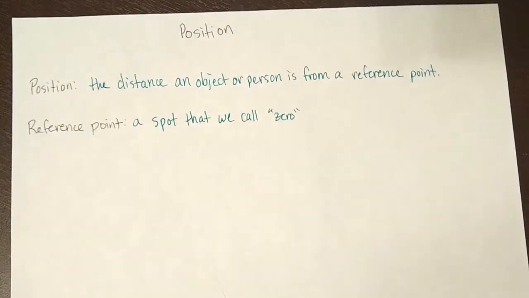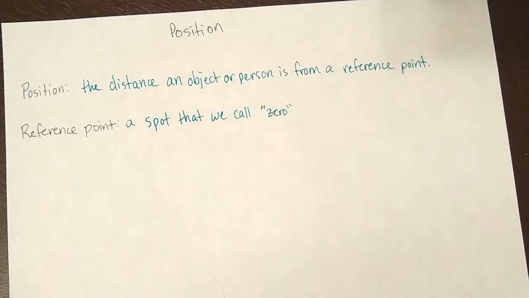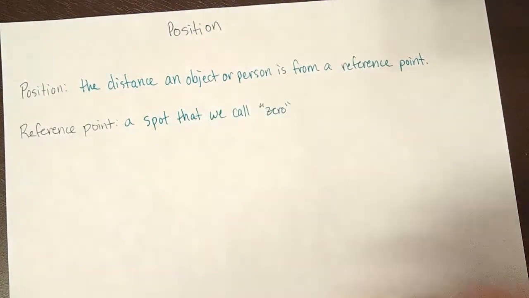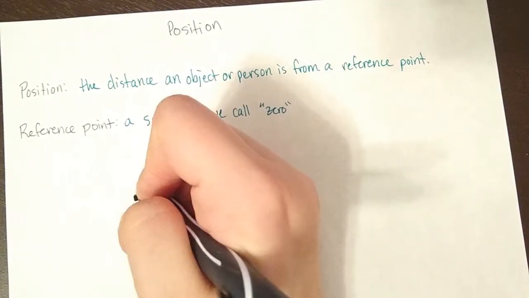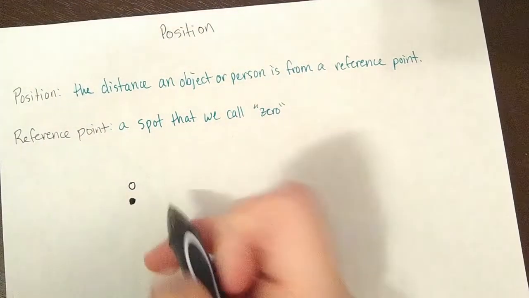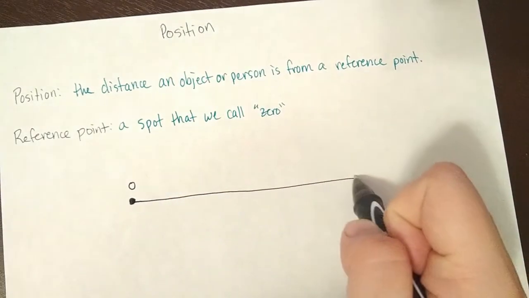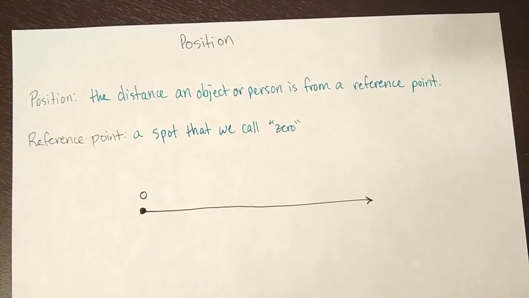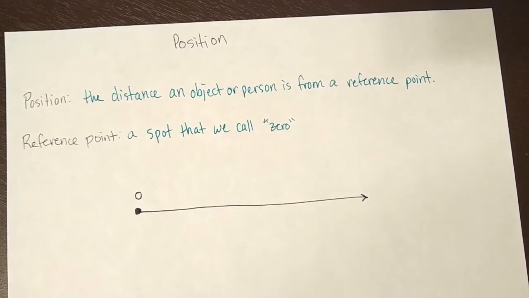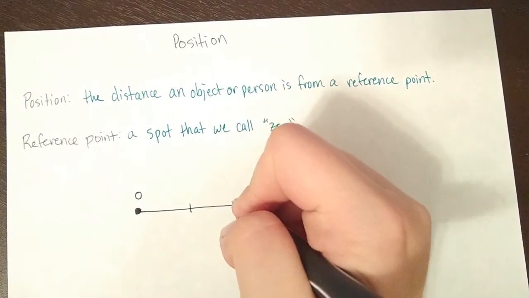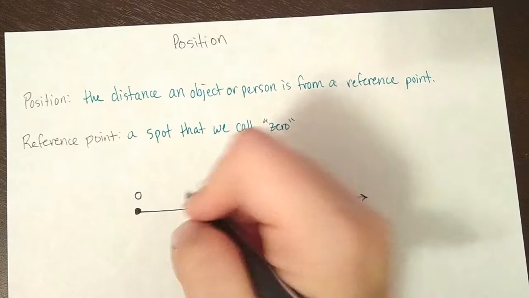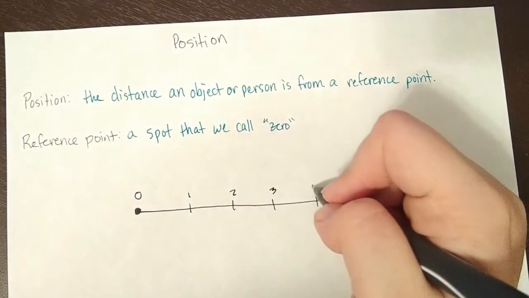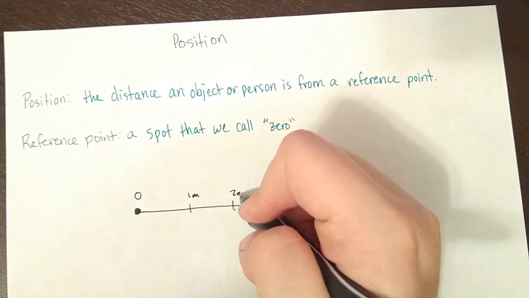The easiest way to think about position is as a timeline, or not a timeline, but a number line. So we take our reference point, we make that 0, and here we go. This can be measured in anything that is a unit of distance. We could do meters, feet, inches, miles, kilometers, any of those things, but the thing we'll use the most is meters. We'll just mark off some things here. So we'll go 1, 2, 3, 4. These are all meters.